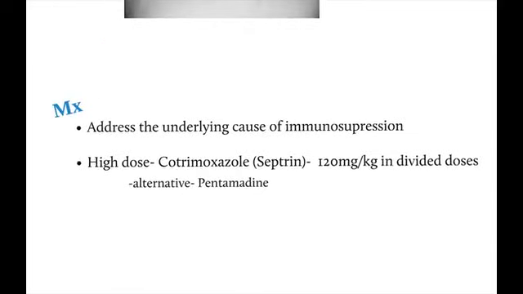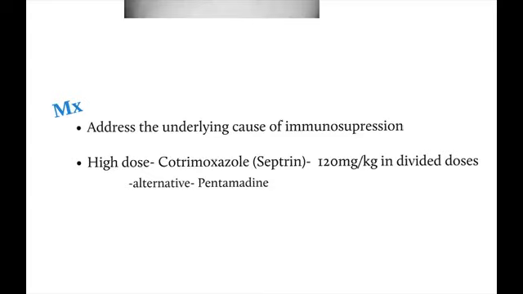Management, assess the underlying reason for immunosuppression if there is any. Like if they're on immunosuppressive drugs, you might want to stop them. It's a wise thing to do. And there's other causes of immunosuppression I don't want to go into. But treatment is co-trimoxazole, and it's high-dose co-trimoxazole. These people are on massive doses of co-trimoxazole. And co-trimoxazole is a combination of sulfamethoxazole and trimethoprim.